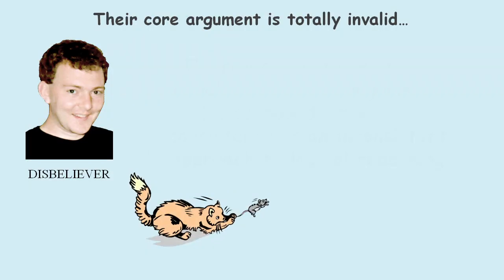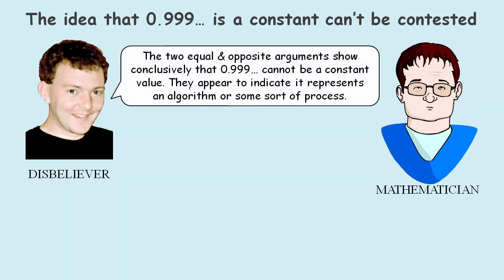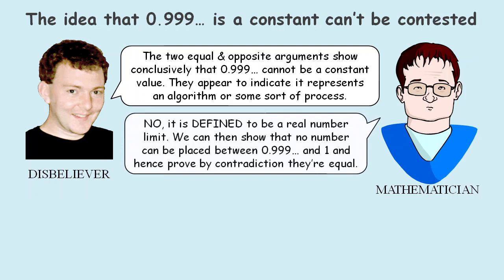To a disbeliever, like me, this can't be a valid approach, because any ridiculous notion can be called consistent if we are allowed to reject any argument that shows it to be inconsistent. If we're going to be consistent in our approach to logical reasoning, then we must deduce that 0.9 recurring cannot be a constant. But the supporters of real numbers just won't let go of the idea that it is a constant because they've defined it to be a constant.